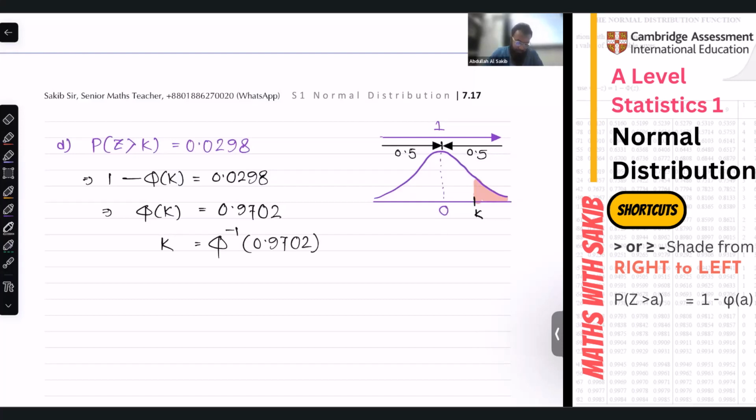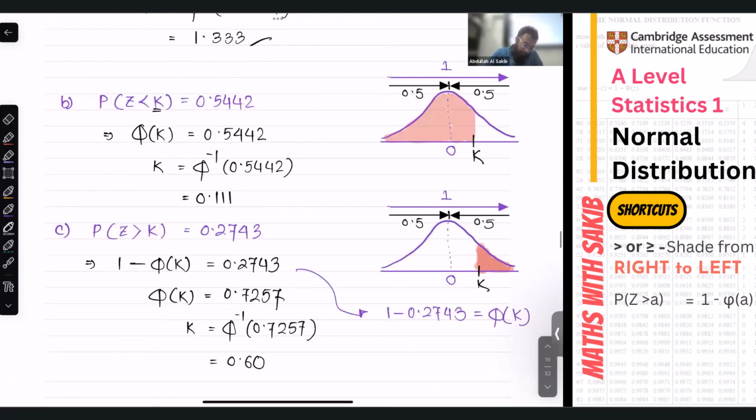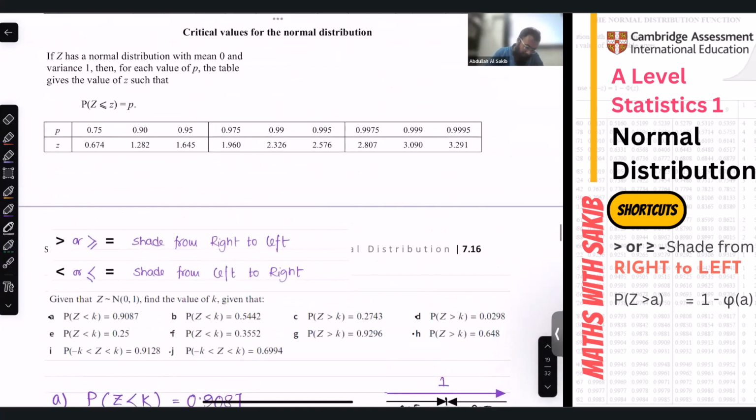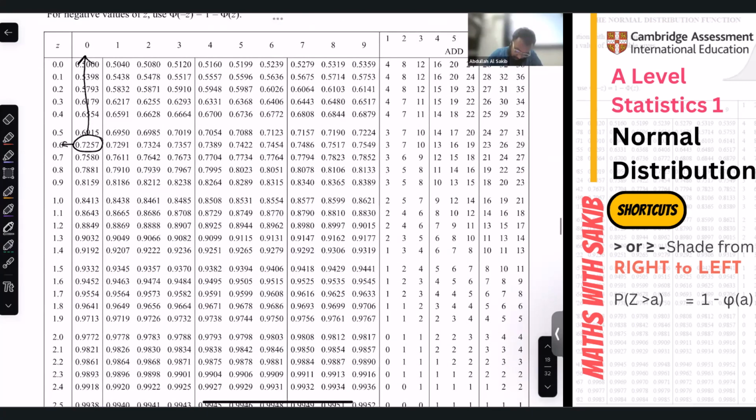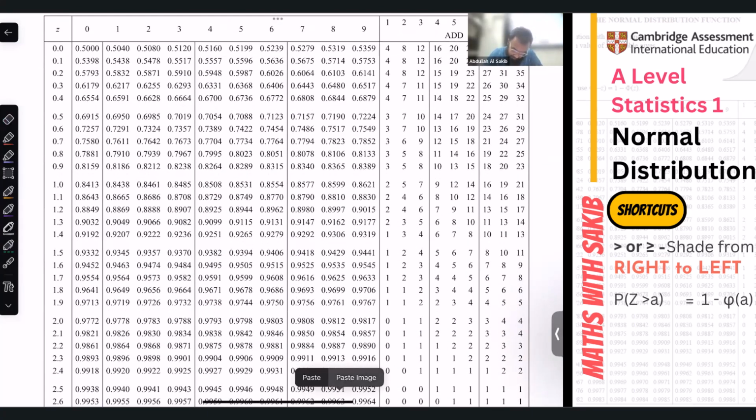Clear? So the probability is 0.9702. 9702, why is 97? This is 9702. 96. Okay, yes. 9699. So I have to add how much? 3. So 3.